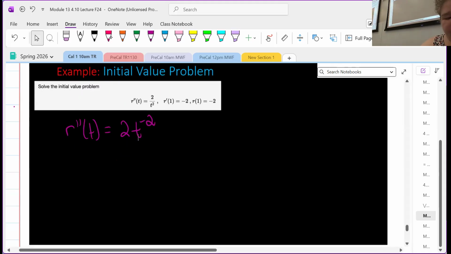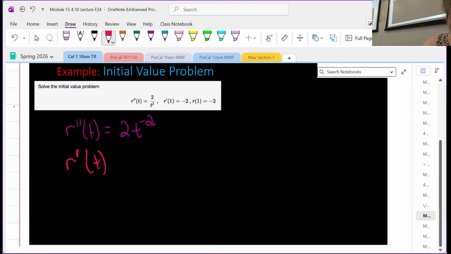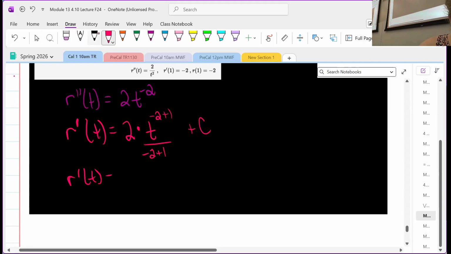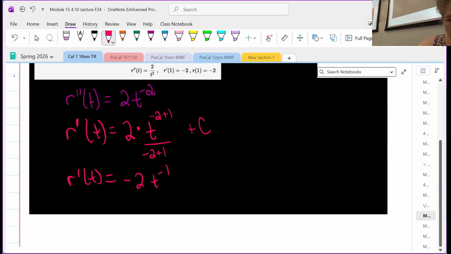All right, so there's our second derivative. So I'm going to go back to my first derivative by doing the antiderivative. So I'll keep my 2 times t to the negative 2 plus 1 divided by negative 2 plus 1, and then I have plus c. So cleaning this up, that'll be negative 2 t to the negative 1 plus c.